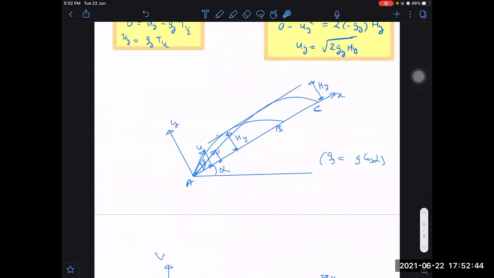One more thing will be the same in both. The uy value will be the same. So I'm giving you two velocities. One velocity is u1, another velocity is, let us say, u2. And one is, let us say, beta 1 angle, and another is beta 2 angle. Then I can say simply that u1 sine beta 1 should be equal to u2 sine beta 2. Why is it so? Because both are equal to root 2 gy into hy. Both are equal to that only.